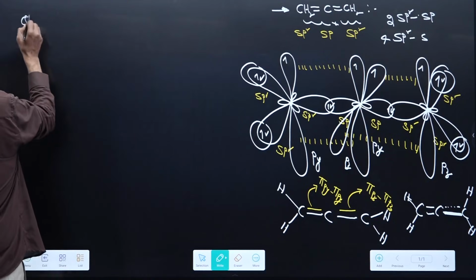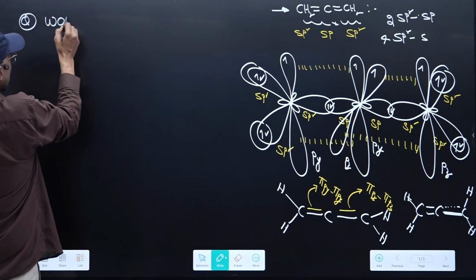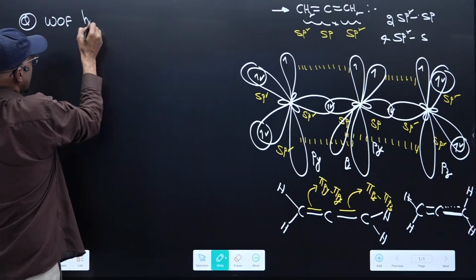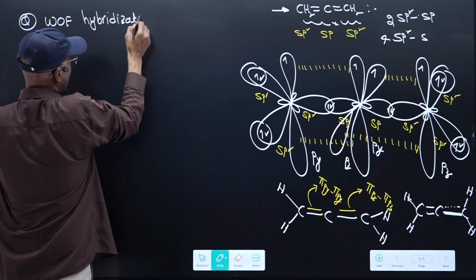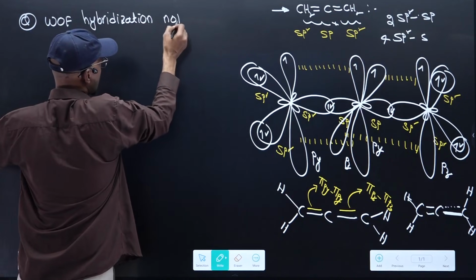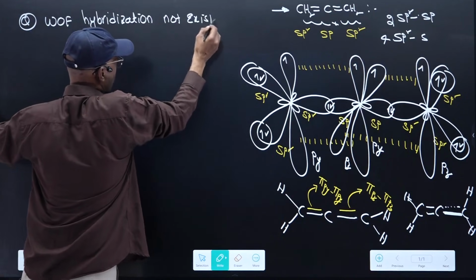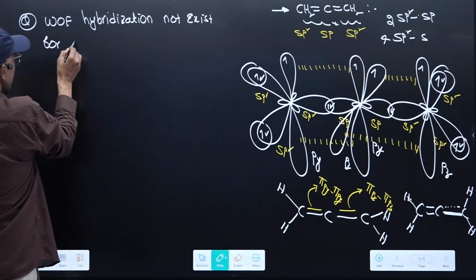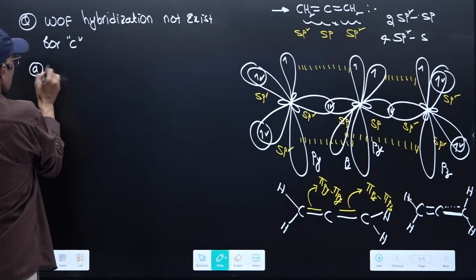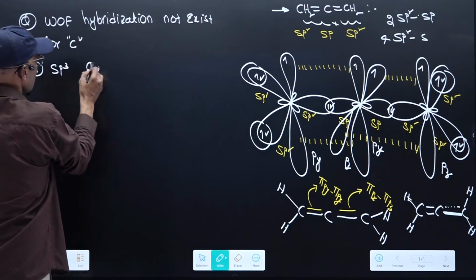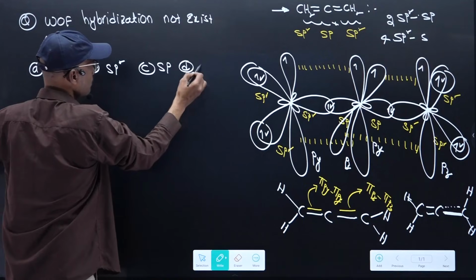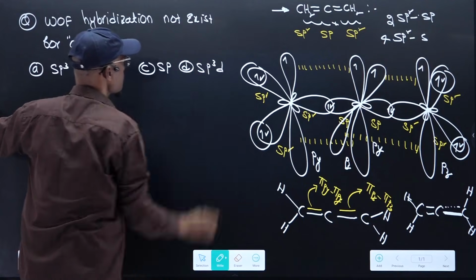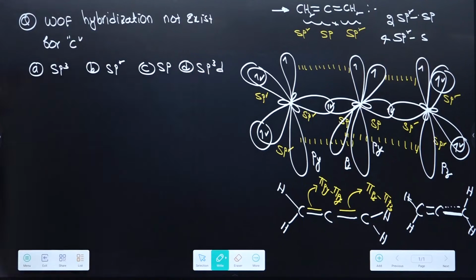So take one question. Which of the following hybridizations does not exist for carbon? sp3, sp2, sp, sp3d. Which hybridization does not exist for carbon?